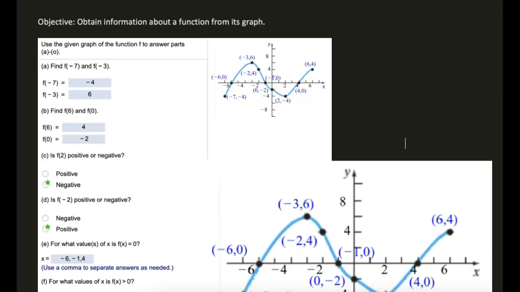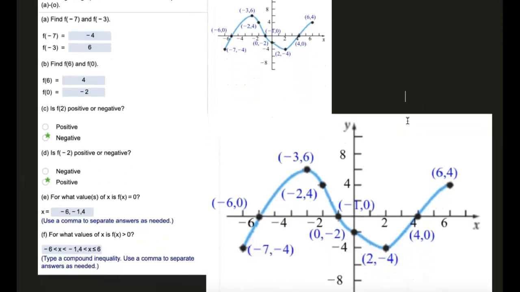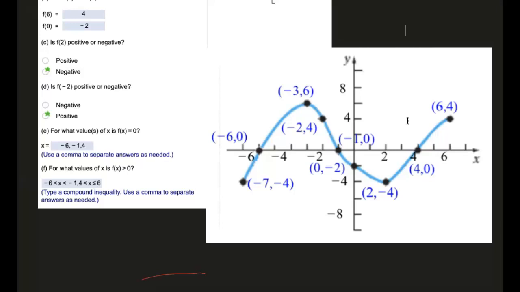In this problem, we're asked to obtain information about a function from its graph, and we're actually asked to obtain several different things about this graph. The particular question here is focused on part F. So all I've done is enlarge that graph, and I do want to focus on two things actually, parts E and F, because they kind of go hand in hand.